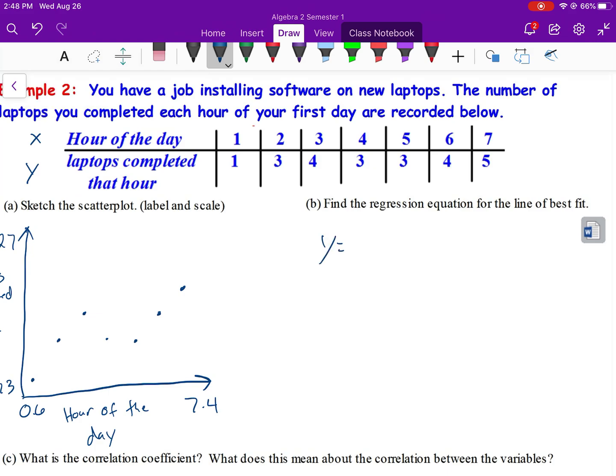So y is equal to 0.4643x, okay, plus we had 1.4286. Okay, that is your regression equation. Okay, that is the equation of that line. If we were to draw a line through this data, that would be the equation of that line. But we do not draw that line on our scatter plot because the scatter plot is just points. So make sure you are not drawing this.